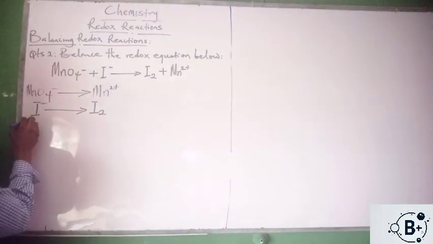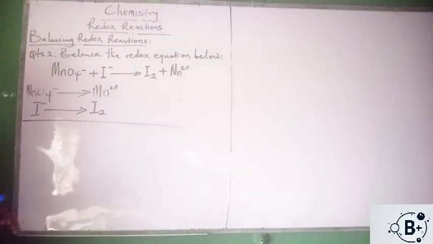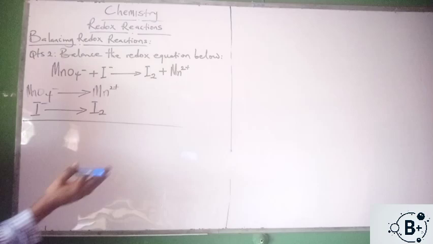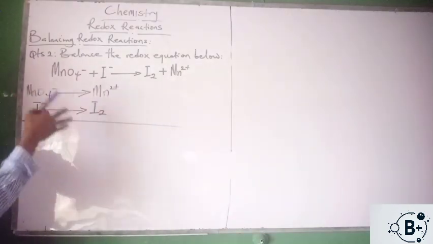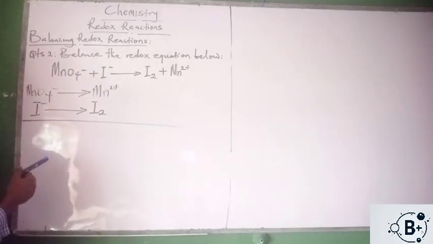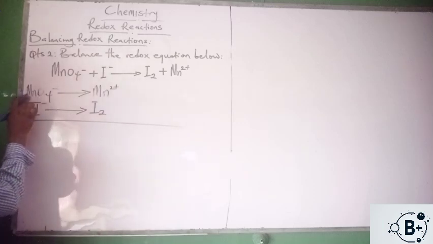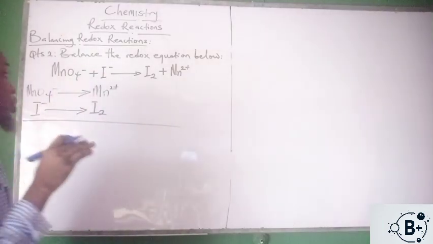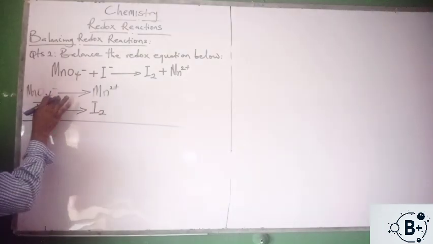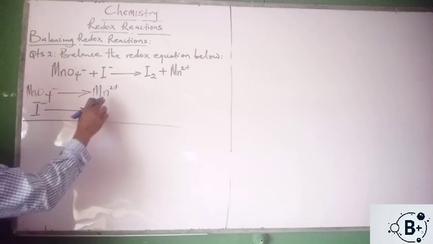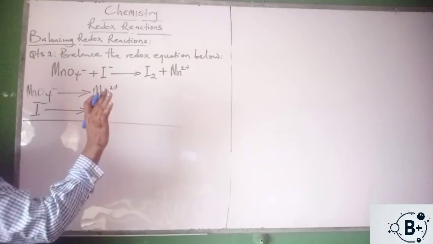Now, having written this, we rule it. I told you why you always rule: to provide clarity. You may do without ruling it, but if you rule it, it makes your work clear and you know the next step to go. The next thing we do is to balance the atoms of each element in the half reaction of the oxidation half and the reduction half. So let's consider the manganese. The manganese is 1 and manganese here is 1. So no problem with that.